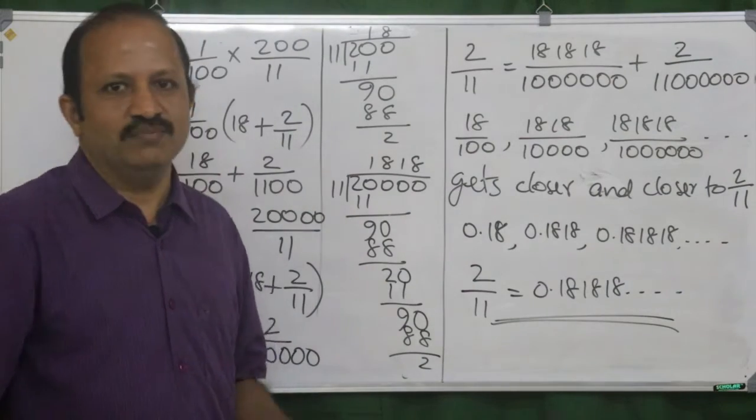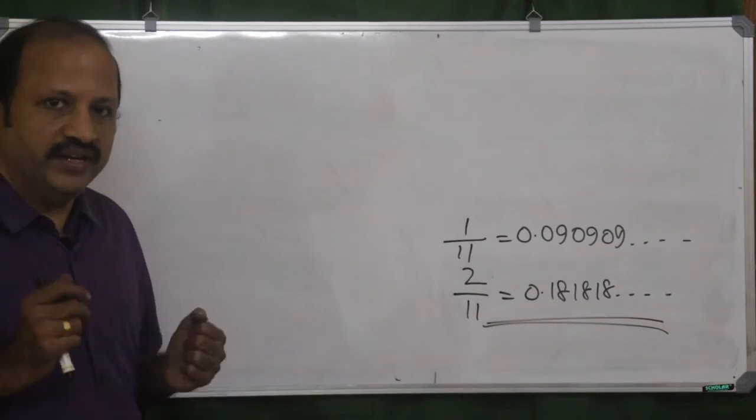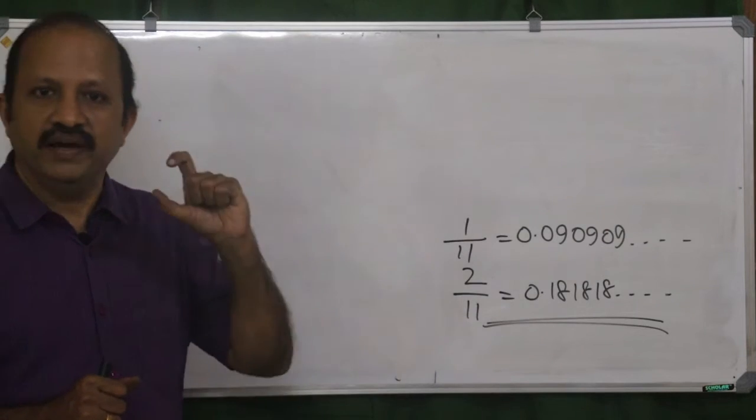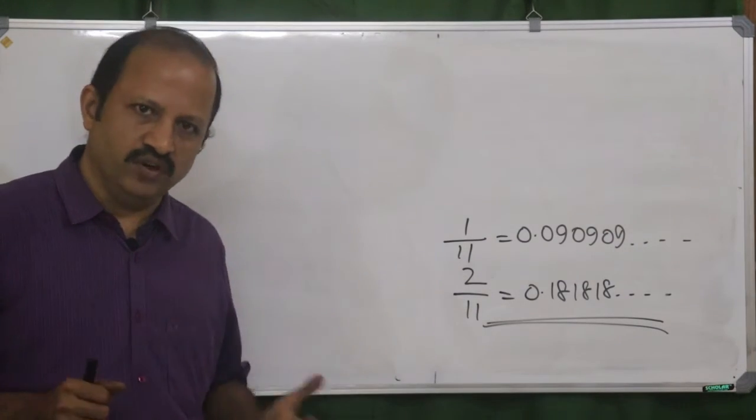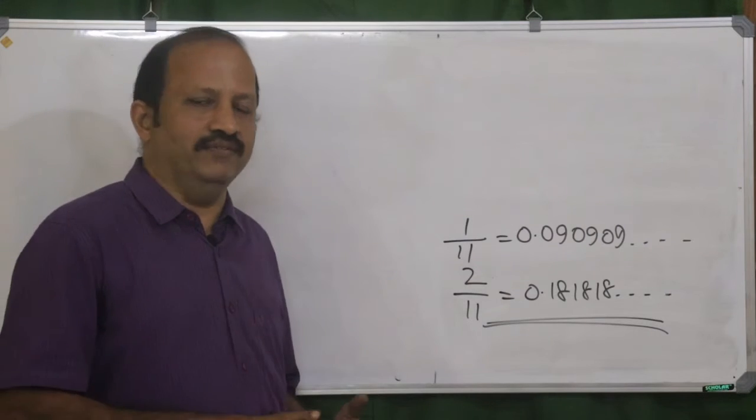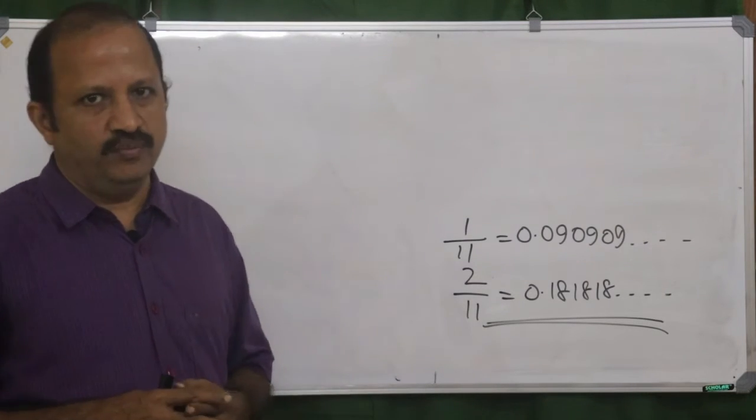2 by 11 and the decimal form. Now, we have two things. 1 by 11 equivalent decimal forms. That is 2 by 11. That is equivalent decimal form.